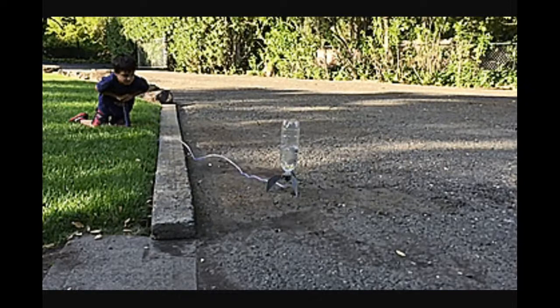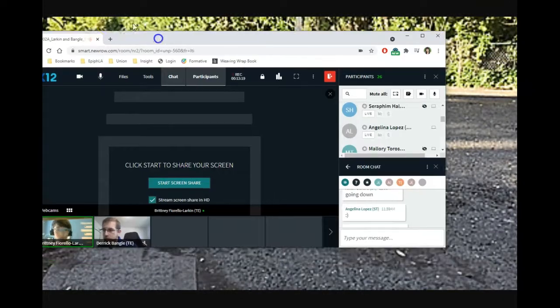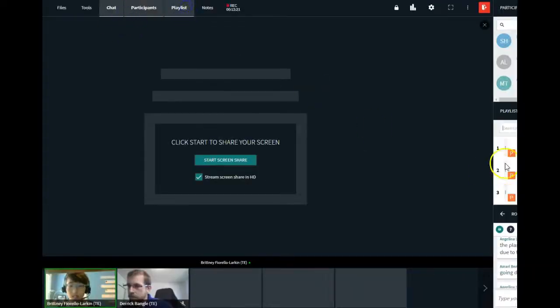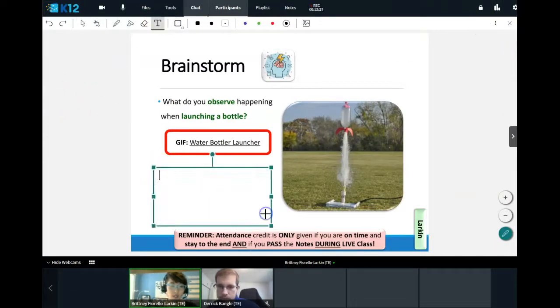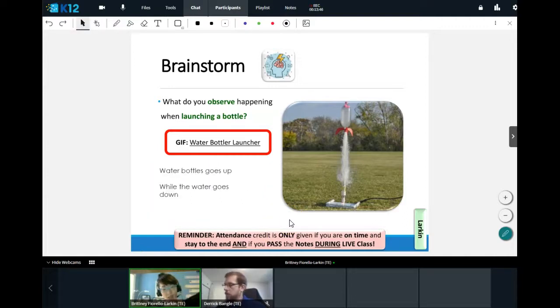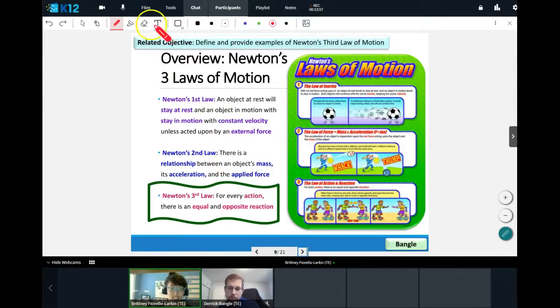Excellent. All right, let me go ahead and stop screen sharing here and jump back over to our playlist. So what we were able to see here, I'll go ahead and type this up on the board, is we saw that the water bottle goes up while the water goes down. So it seems like these things are going in opposite directions in order to make this water bottle launch, right? You can see another picture of this here. Water bottle's going up while the water is shooting out downwards. Excellent. So this actually is related to our third law of motion.